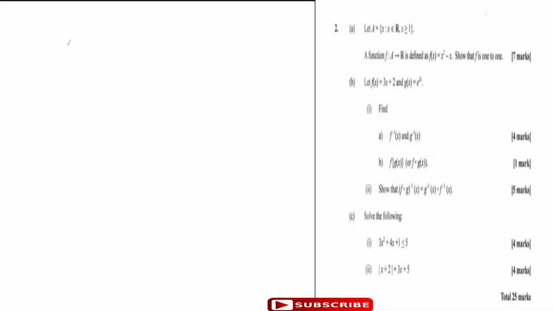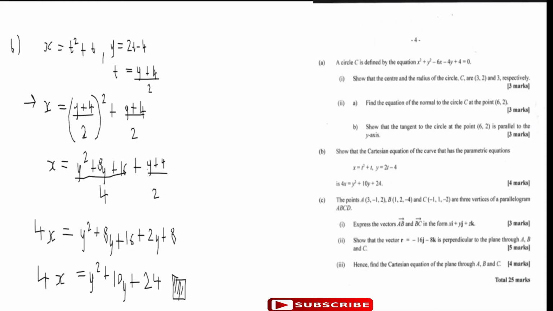Module 2 says to show that sine 2 theta. It says to express vector AB and vector BC in the form xi plus yj plus zk. All right, so let's do this question. Let's make space over here. We don't need to be wasting any space.